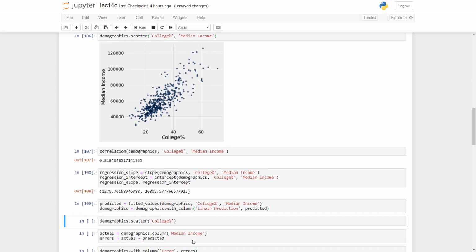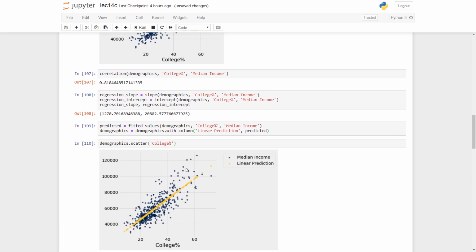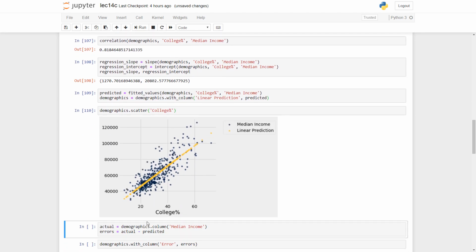So we'll do that, and then we will plot the values of the college percentage on the x-axis and the other columns on the y-axis, which are the median income and also the predicted values. So now we will see both. We'll see the actual values, which are those that were here, and also the estimated values, which are all located on the regression line. So that's now the regression line, the gold points.